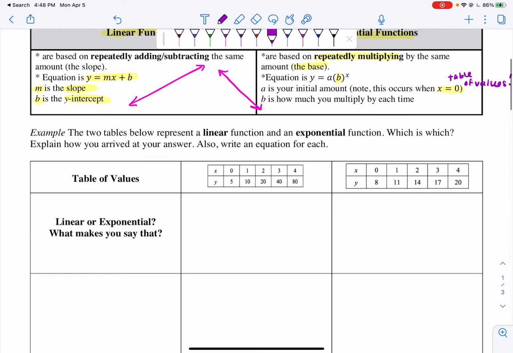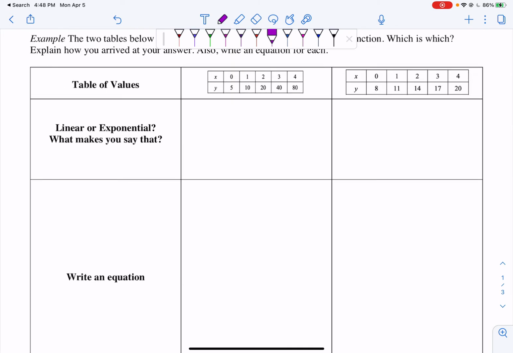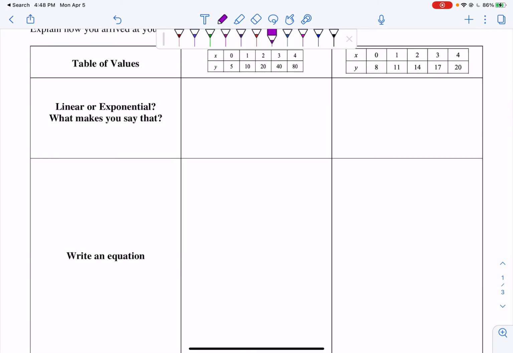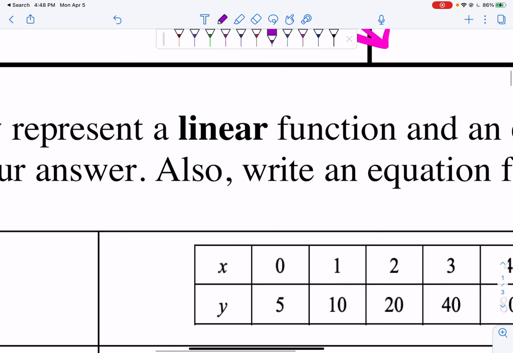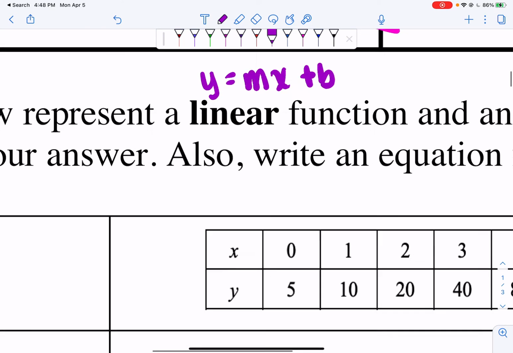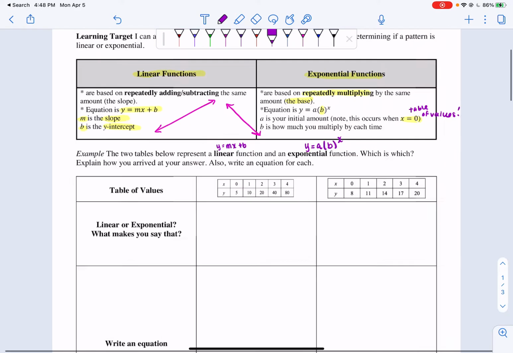So below, the two tables represent a linear function and an exponential function. It's up to us to figure out which is which. Explain how you arrived at your answer. Also write an equation for each. So it's very organized. We're going to say if it's linear or exponential, we're going to explain why, and then we're going to write the equation. Remember, the equation of a linear function is y equals mx plus b, which we just said. And the equation of an exponential is y equals a times b to the x.